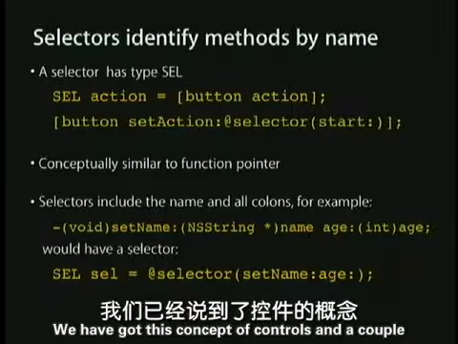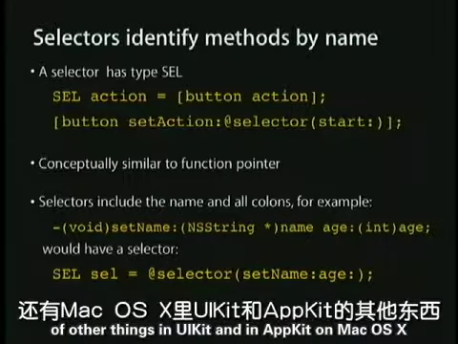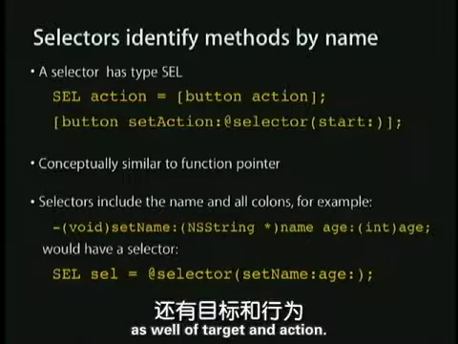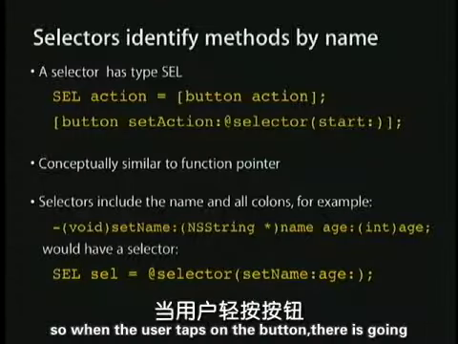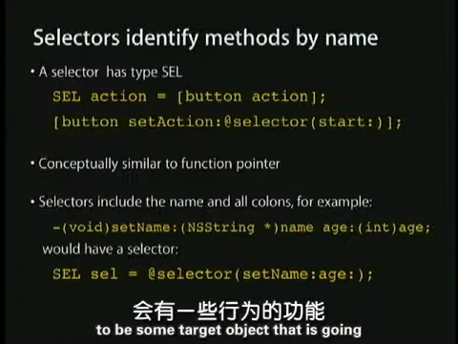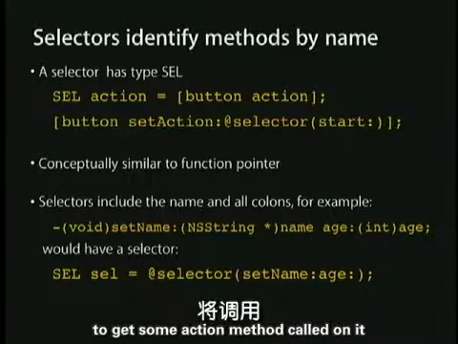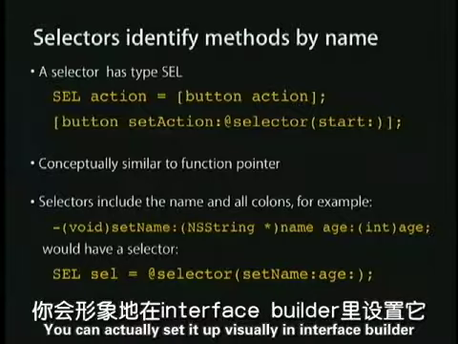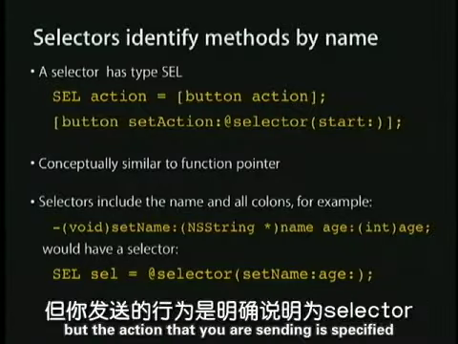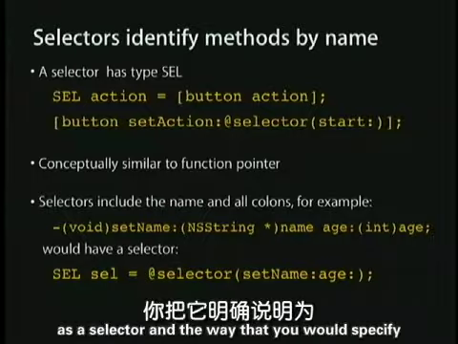We've got this concept with controls and a couple other things in UIKit and in AppKit on macOS 10 as well, of target and action. So a control, like a button, might have a target and action. So when the user taps on the button, there's going to be some target object that is going to get some action method called on it when the user taps the button. And you'll see this in Interface Builder, too. You can actually set it up visually in Interface Builder. But the action that you're sending is specified as a selector.